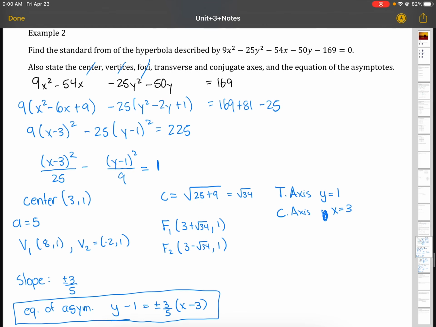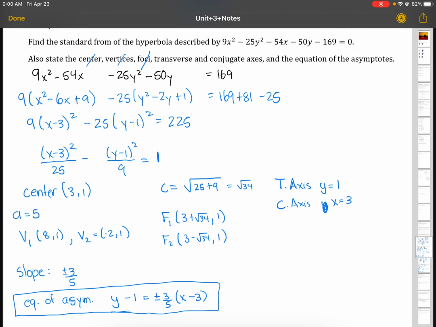All right, so from here, on this problem, we completed the square. And from there, we did everything that we did in example 1. We got our center, we got our vertices, we have our foci, we did the slope, we have our transverse and conjugate axis, and we use the slopes to find the equation of each asymptote.